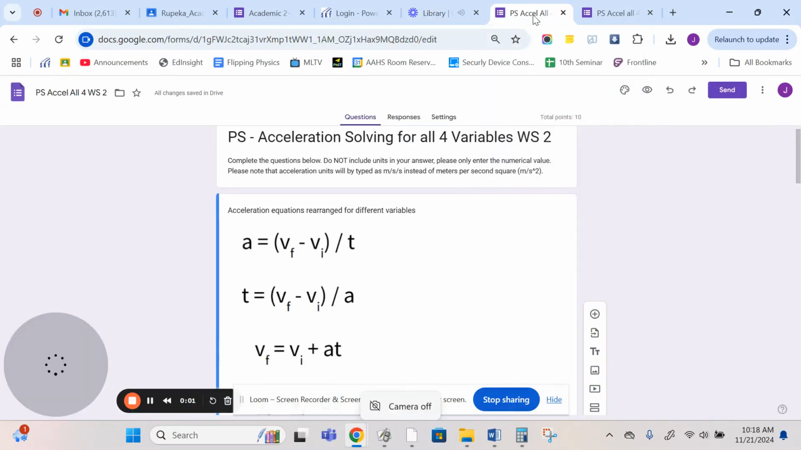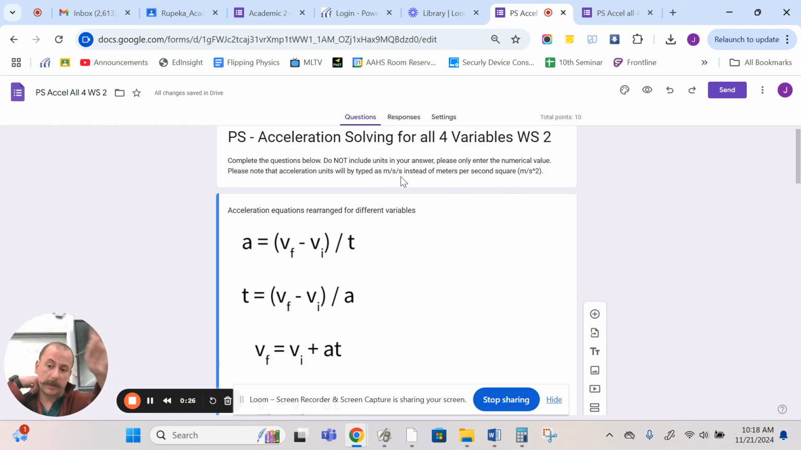Hello, everyone. Today, we're just going to go over two problems here on the acceleration form worksheet, solving all four variables, number 2. As a reminder, do not include any units in your answer. Please enter only the numerical value, so you're just going to enter the number that you end up getting on your calculator. And please note that acceleration units on the form are written out as meters per second per second. I can't do the squared whenever I'm typing in Google Forms, so that's how I ended up putting it in.